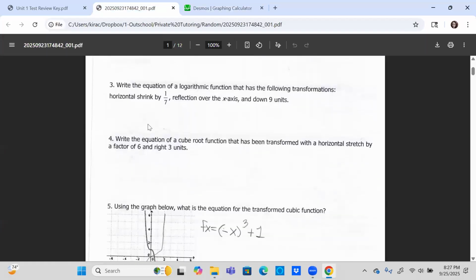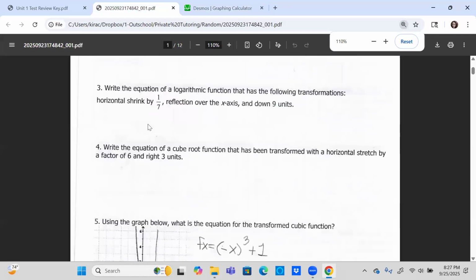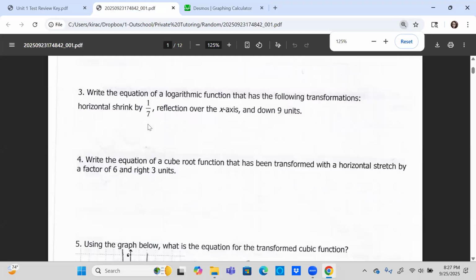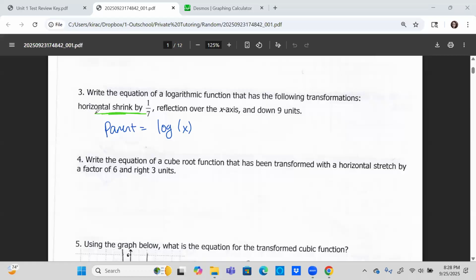I'm coming down to number 3. Some of these already have answers on them, by the way, because it was from a student. It's a scan, so we'll just wipe those out and start fresh. Write the equation of a log function. So the parent is log x. It didn't say a base, so just assume base 10, because if there's nothing there, it's a 10. They want a horizontal shrink by 1/7, a reflection over x, and down 9.